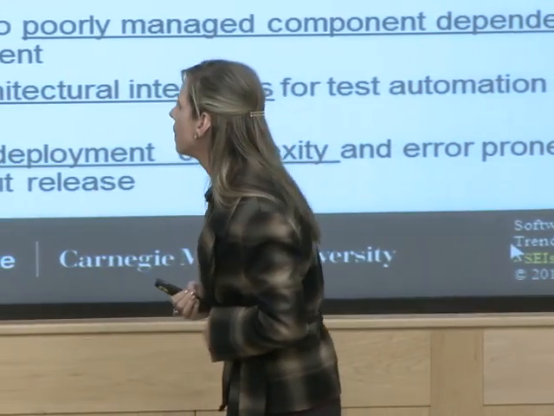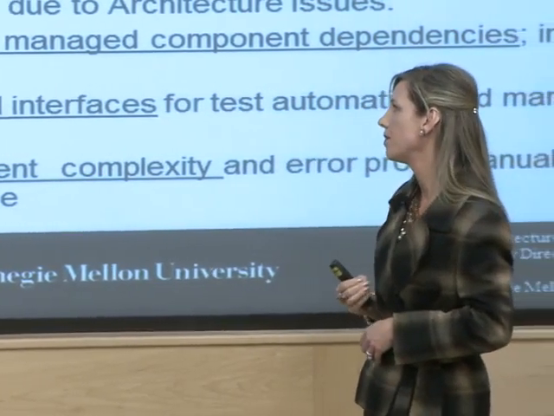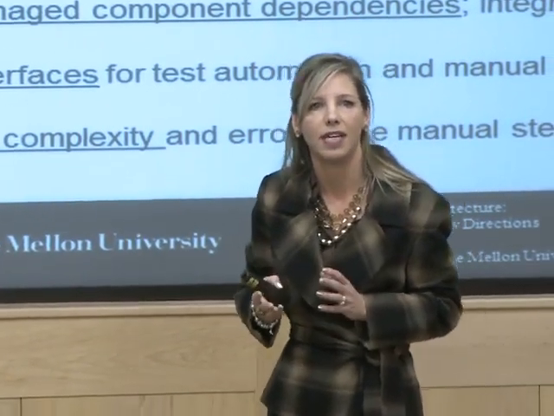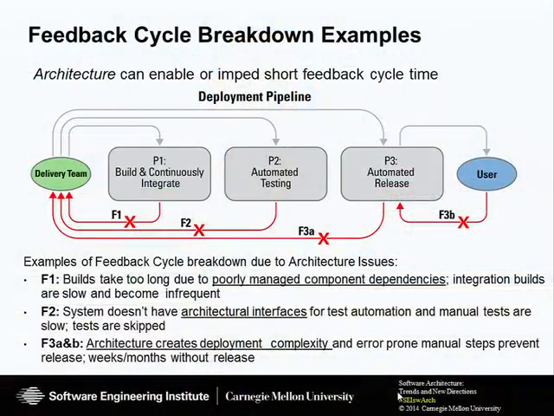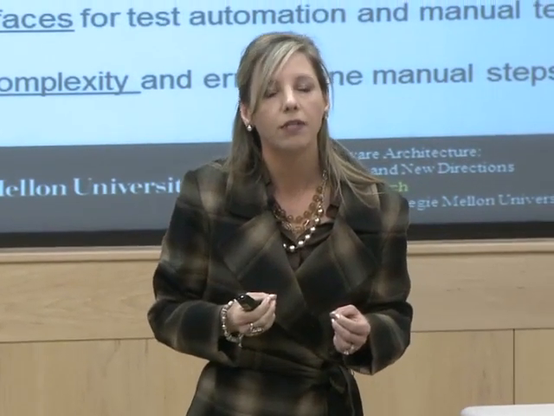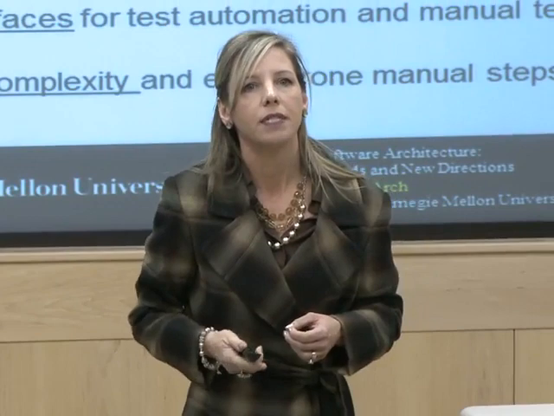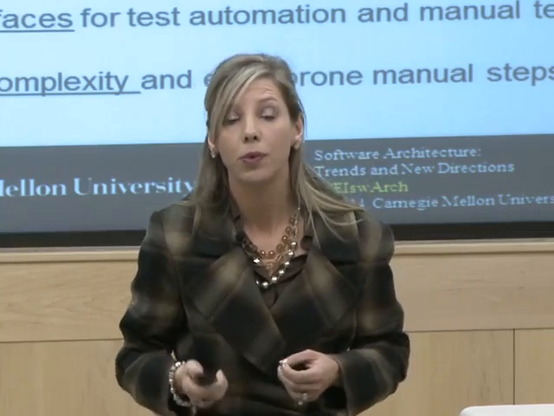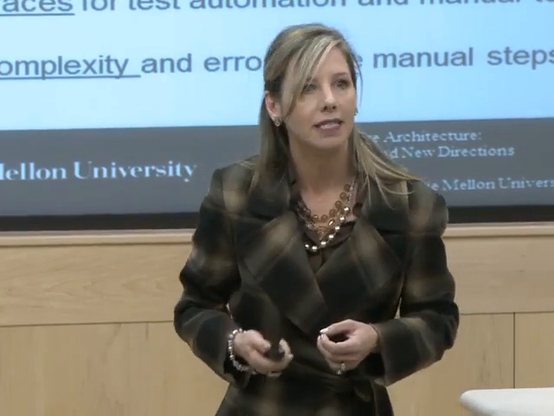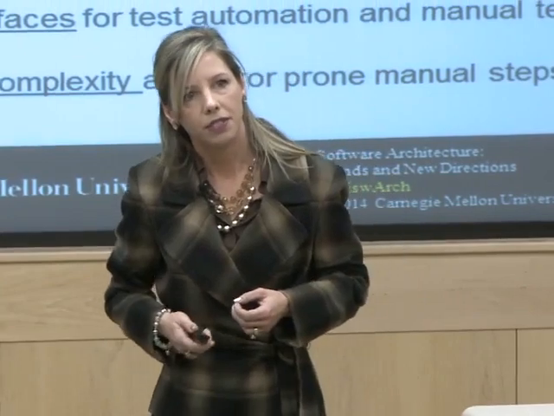in operations. So let me give you some examples of broken feedback cycles to try to articulate how architecture could impact this. Some examples of the things that we see are things like F1, which is shown right here, where builds take too long due to poorly managed component dependencies. So you have too many things tied together, it takes too long to build, and for that reason, integration builds are slow and sometimes become infrequent, and you can't even meet the minimum requirement of trying to build at least daily. Your architecture can constrain that.